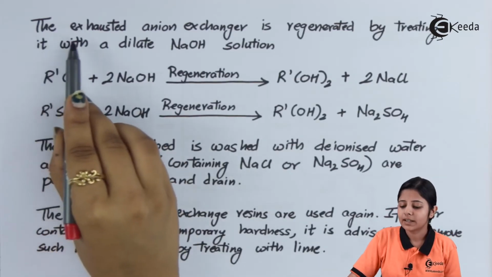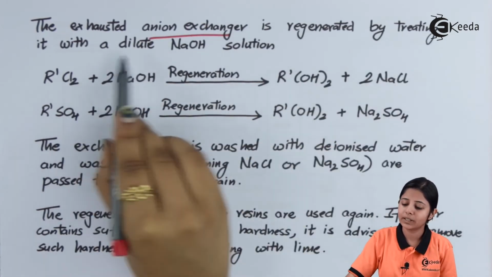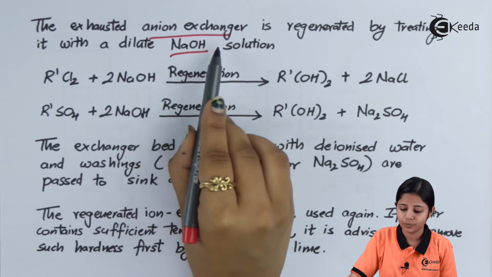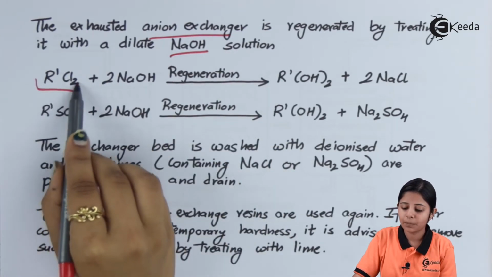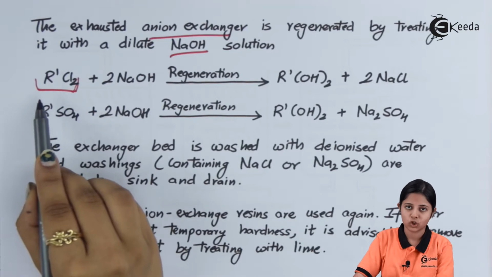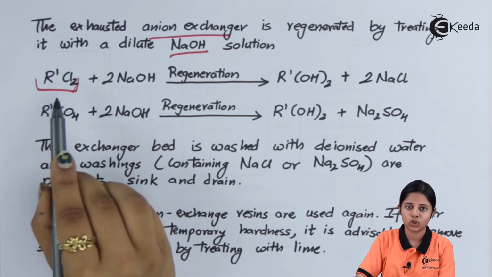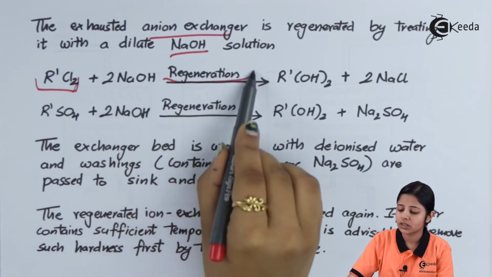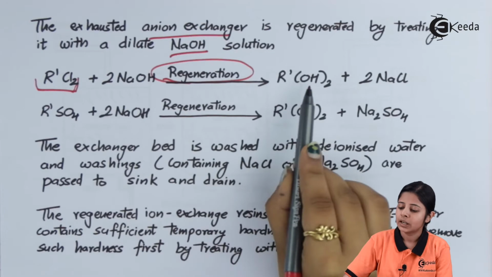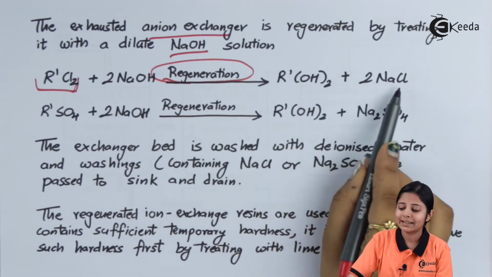Now let us look at the exhausted anion exchanger that is regenerated by treating it with dilute NaOH. Over here we have taken RCl2. Now this is a part of my exhausted anion exchange column or the resin. We can also call it the anion exchange bed, plus 2NaOH. This process is known as the regeneration process. It forms 2ROH plus 2NaCl.